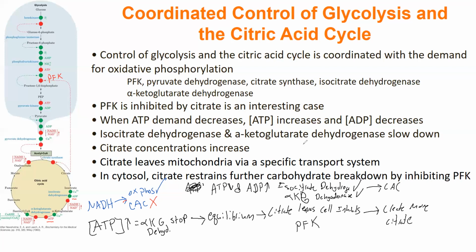ATP stops isocitrate dehydrogenase. Yes, that's correct too. It's not on this picture, but yeah, ATP would also stop isocitrate dehydrogenase. So I guess in that example, isocitrate dehydrogenase will also stop, which just means you stop one step earlier and you're still just making citrate. And then citrate leaves and you keep making citrate. Yep, which still goes back to citrate, that is correct. Any other questions?